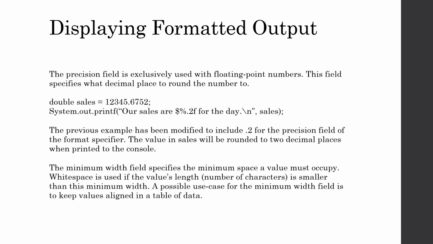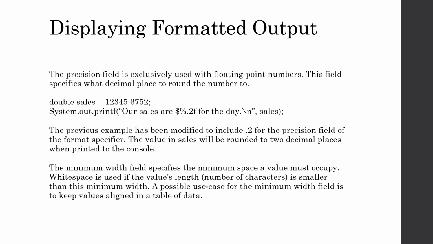The next field we'll look at is going to be the minimum width field. This is going to be used to specify the minimum space that a value must occupy. White space is going to be used if the value's length, the number of characters, is smaller than this minimum width. So a possible use case for the minimum width field is to keep values aligned in some table of data.